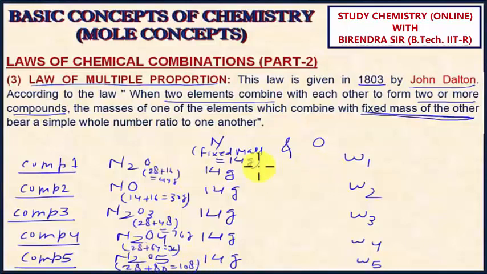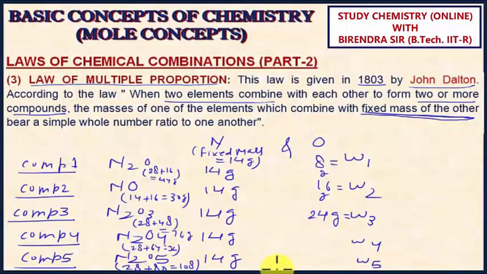In the first case, you can see we have taken 14 gram of nitrogen. Here 28 is there with 16 gram oxygen. So 14 gram will be there with how much oxygen? 8 grams. So W1 is 8 gram. Now 14 is with 16. We have taken 14. So here W2 will be 16 gram. Now 28 is with 48 gram oxygen. So 14 gram nitrogen will be with how many grams of oxygen?